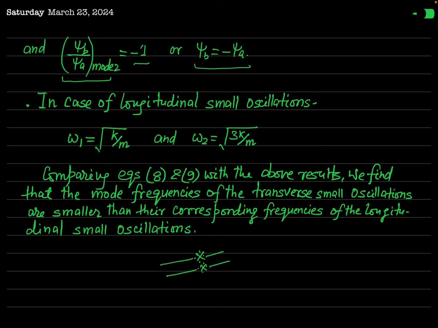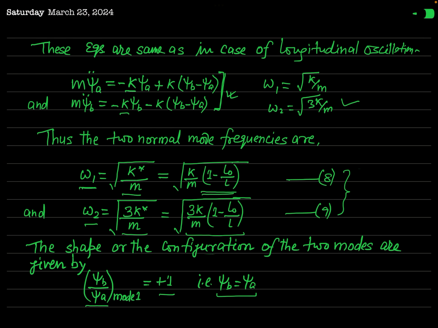Okay, now you can see in case of longitudinal small oscillations, the two normal mode frequencies are what? First one, omega 1 is equal to root over k by m, and the other, omega 2, is root over 3k by m. But in case of the transverse oscillation, particularly in a small oscillation approximation, these frequencies are omega 1 equal to square root of k by m times 1 minus L naught by L, and omega 2 is root of 3k by m times 1 minus L naught by L.